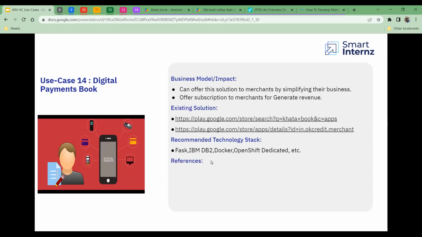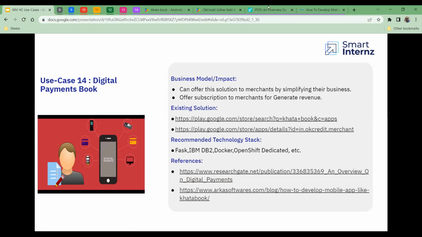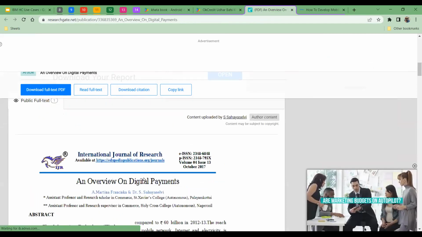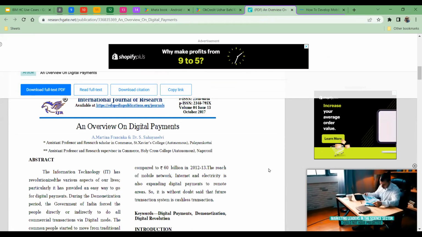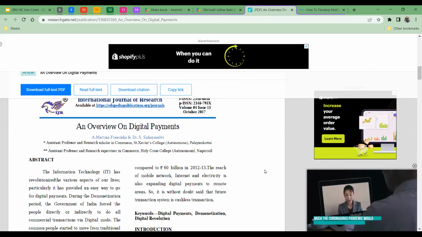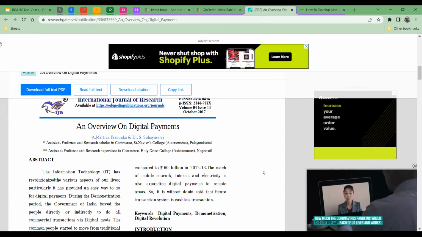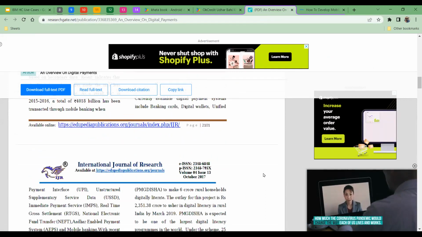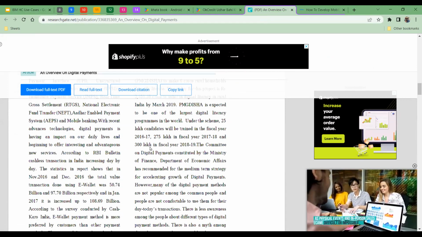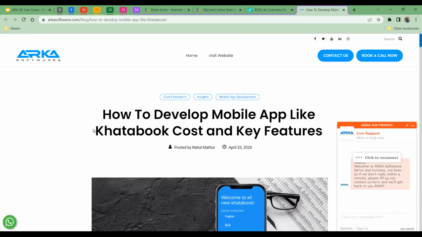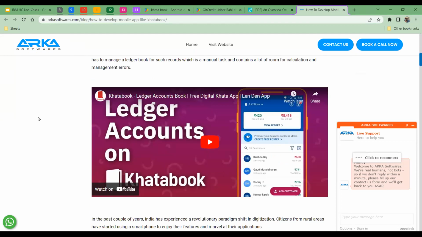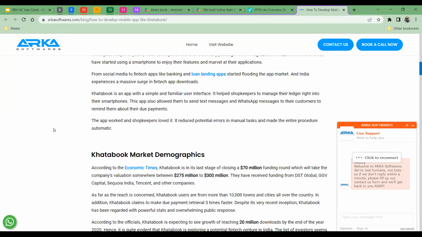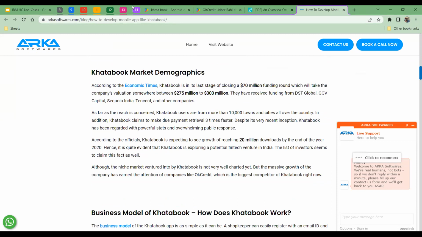And coming to the references, we have two references. One is a research paper, which I have discussed more in the overview. It does not discuss what digital payments are and how they are going on; it just gave a vague idea about the advantages and disadvantages of digital payments. And the other one is how to develop a mobile app like Khata Book, cost to key features. They have taken the example of Khata Book and suggested how we can do it. They have written a blog. Khata Book is a more famous one.